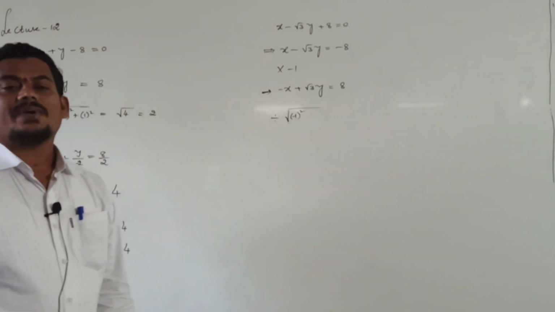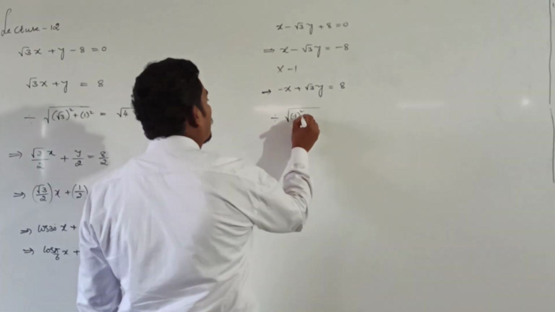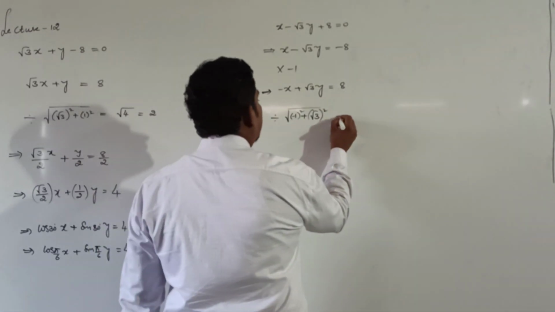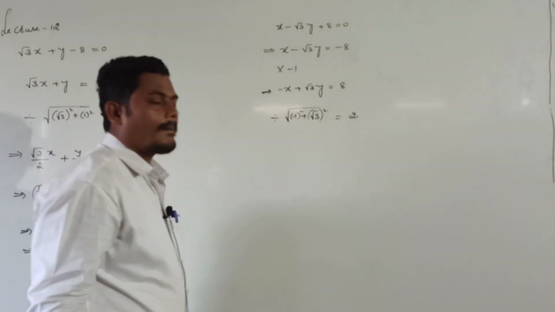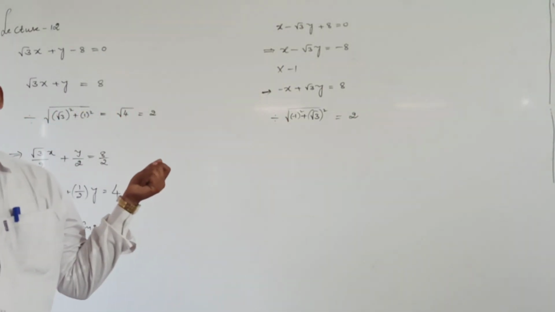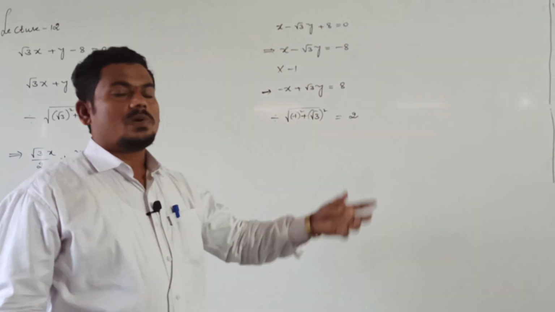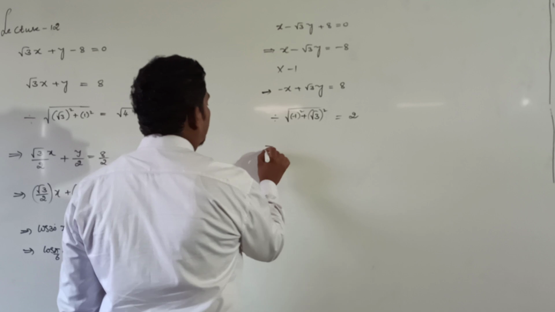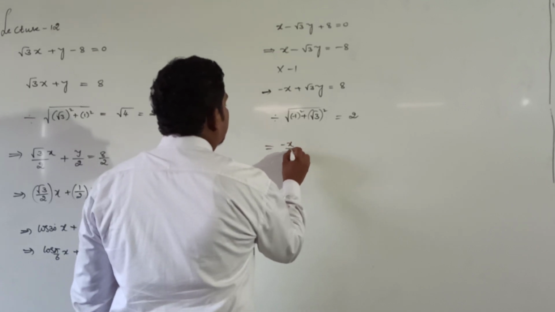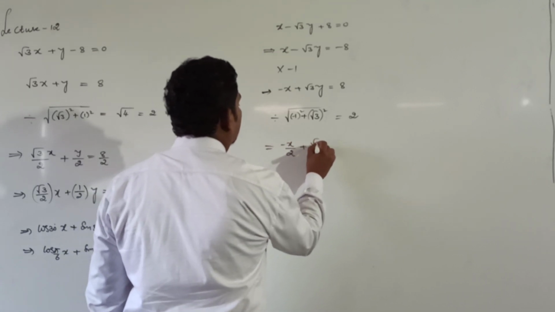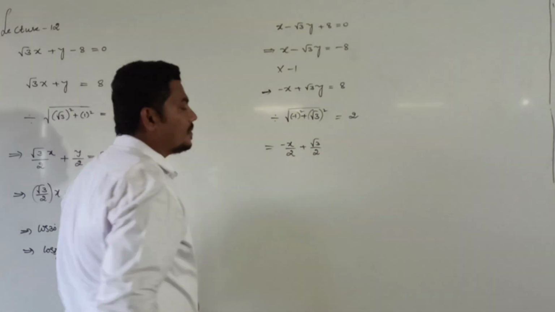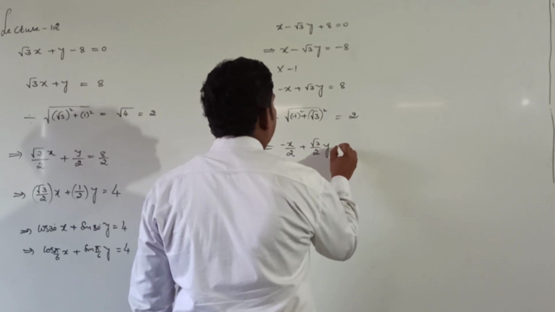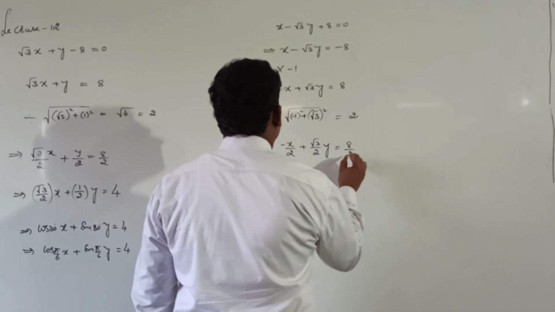After that, divide by the square root of coefficient of x whole square. What is the coefficient of x? Minus 1 whole square. What is the coefficient of y? Root 3 whole square. That's equal to 2 only, because the square root of minus 1 whole square is plus 1 and root 3 whole square is 3. 3 plus 1 is 4. Square root of 4 is 2, right? After that, minus x divided by 2 plus root 3 divided by 2 into y, that's equal to 8 divided by 2, right?